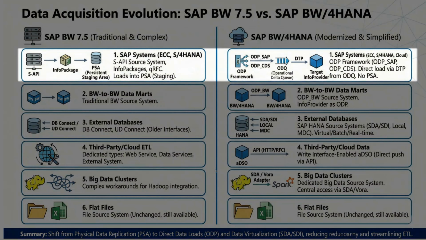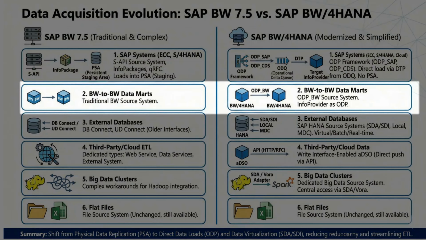Number 1 is connecting to SAP systems. For those with experience in older versions, you remember using info packages to load data into a temporary storage area called PSA. In BW for HANA, the PSA is completely gone. We now use the ODP framework to load data directly using a DTP. This makes the process much cleaner.